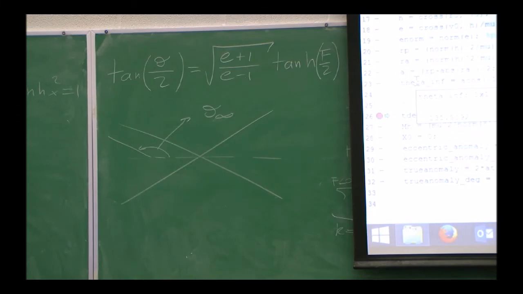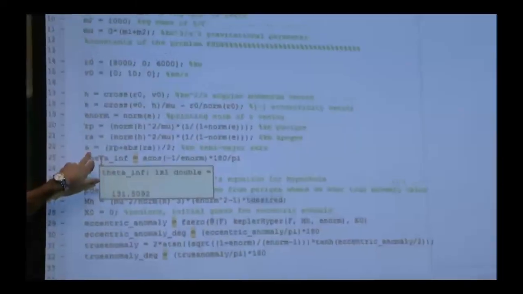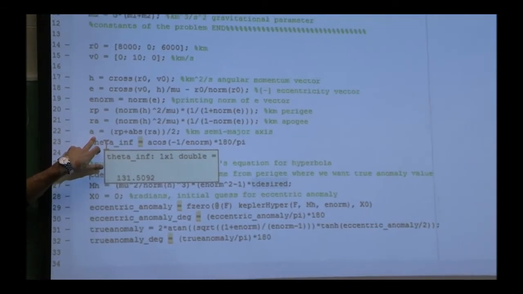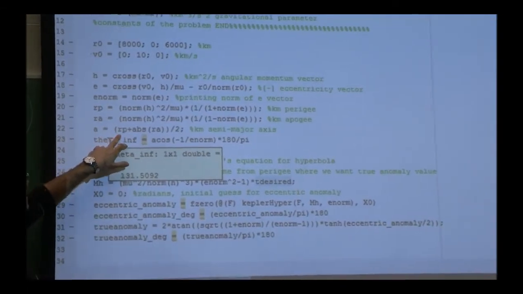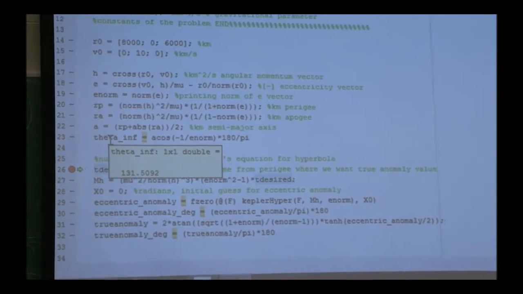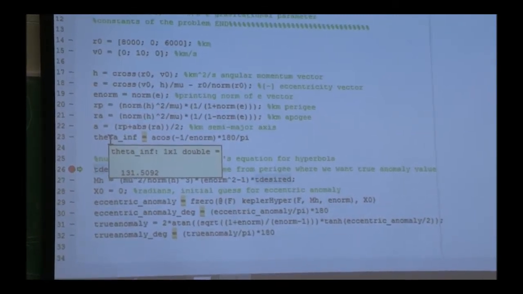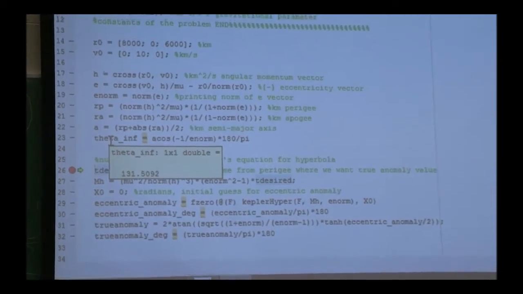In this particular case, I computed the usual suspects: H, E, the norm of E. Now, of course, the apogee here will be negative. So to find A, the semi-major axis, which is kind of an abuse for a hyperbolic orbit but we still do that, I have to take the absolute value of RA. We've done that. And then theta infinity is the arc cosine of 1 over the eccentricity. Just convert it into degrees in that case.